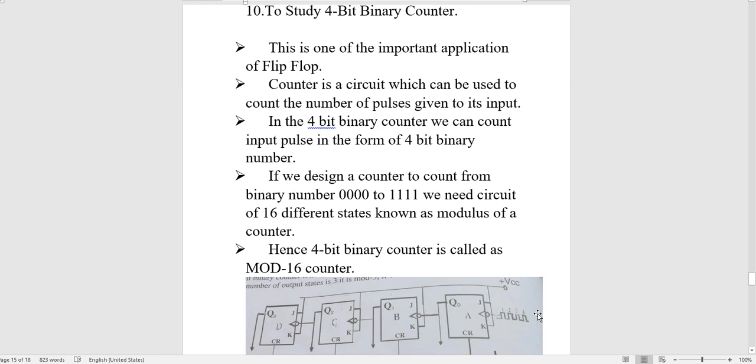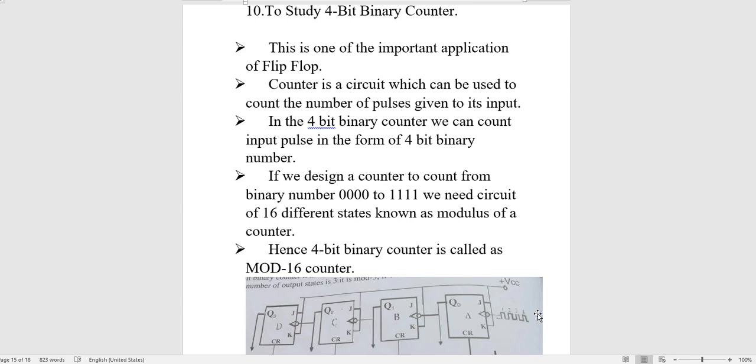Now students, the 4-bit binary counter is one of the applications of flip-flop. As I have said, a flip-flop circuit is capable of counting the number of clock pulses applied to it. Now in this counter circuit, it counts the number of pulses which are given as input to your circuit. In a 4-bit binary counter, you can count the input pulses in the form of a 4-bit binary number.